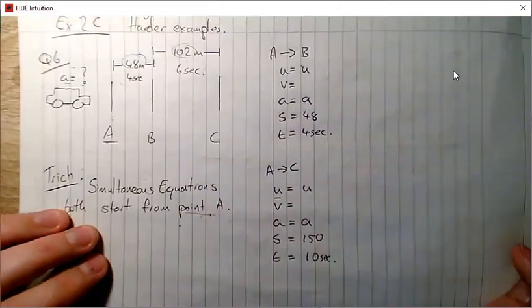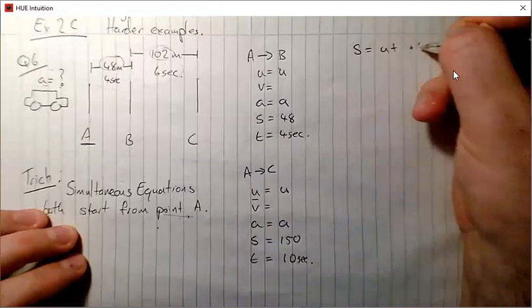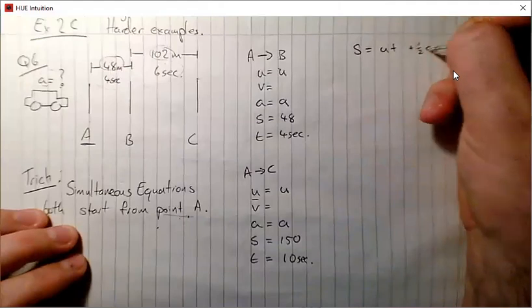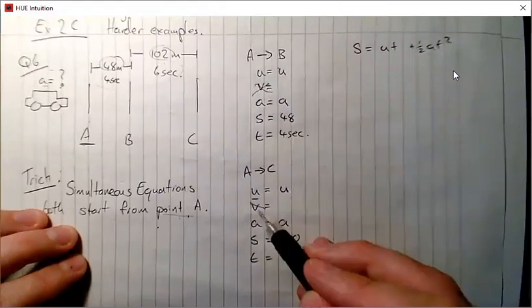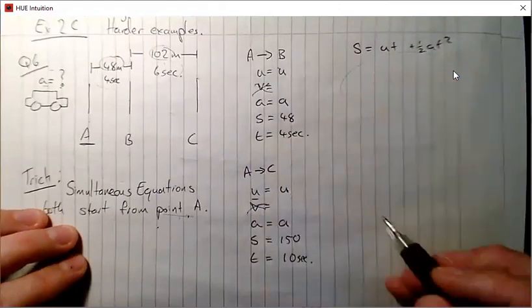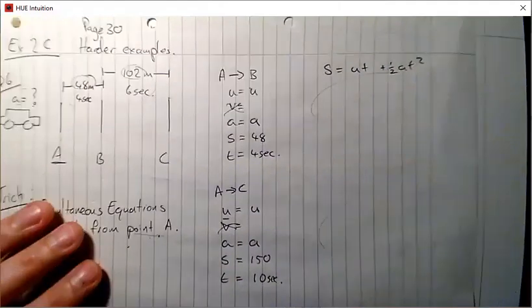Once you have this set up like this, it's not too hard. You're going to use s = ut + ½at², so you're avoiding v. And you're going to do that twice, once here and once here, to get two equations and two unknowns. Give that a go yourself. Just pause the video and try it.